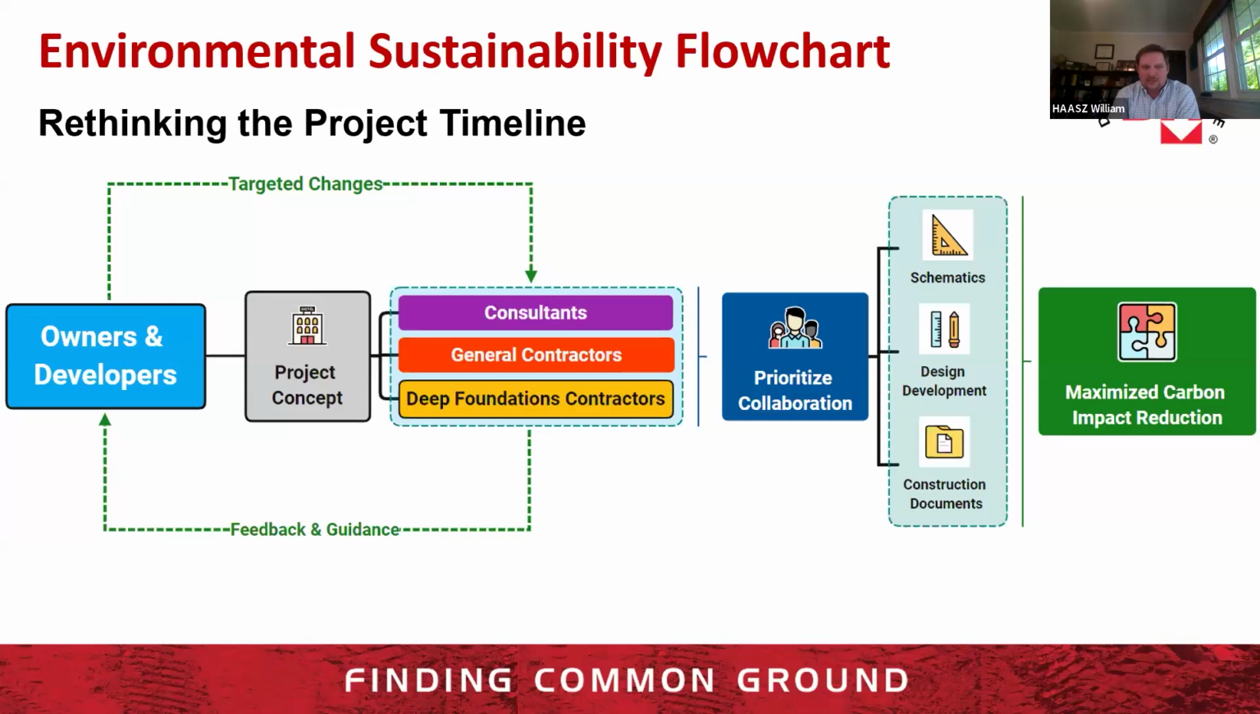This is what we imagine things should look like. And you can see here, right? The idea is that an owner developer has a project concept, and instead of it going straight to consultants, which, still, the brunt of the planning and the design work for most things will have to be done at a consultant level. But if we prioritize collaboration between general contractors, consultants, and deep foundations contractors, we will see a likely increase in our reduction to our environmental impact, right?